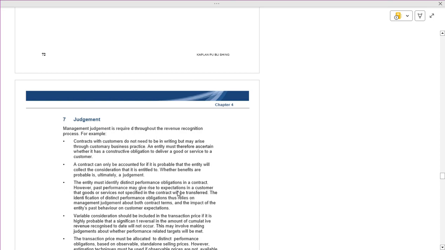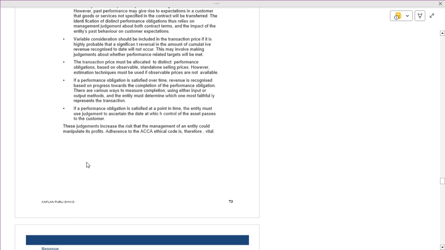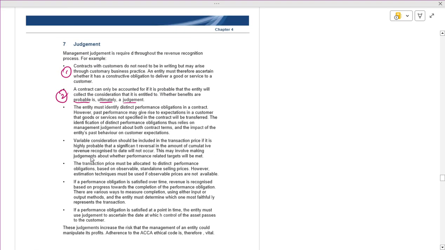Just go through it. The contract can be accounted for if there is a probability that the entity will collect the consideration it is entitled to. I'm talking about the second one. Whether the benefits are probable is ultimately judgmental. They have given various different judgments with respect to the management process of recognizing the revenue. Okay, this is related to IFRS 15. We have completed IFRS 15 revenue. Very, very important and very, very significant.